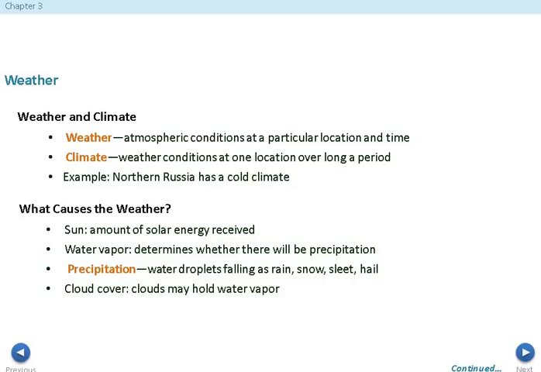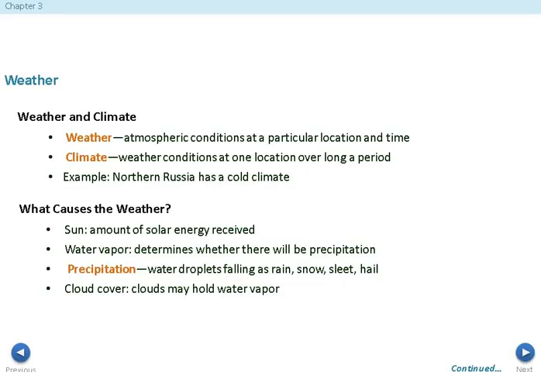Now, we can also see other things that influence weather, not so much cause it, but influence it. First of all, the cause is going to be the sun, and how much solar energy you receive. In the areas down near the equator, you're going to get a lot more warm weather because of the sun's direct rays hitting that spot. When you get to the equator, it's always getting the good sun's rays, so it continues to be warmer and warmer. You also see water vapor. This determines whether there will be precipitation.